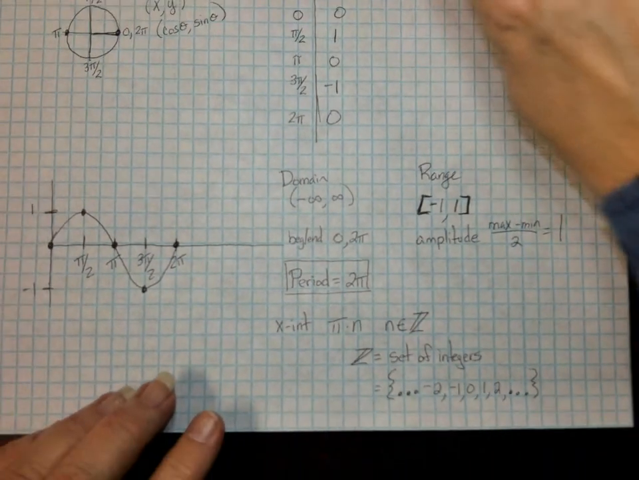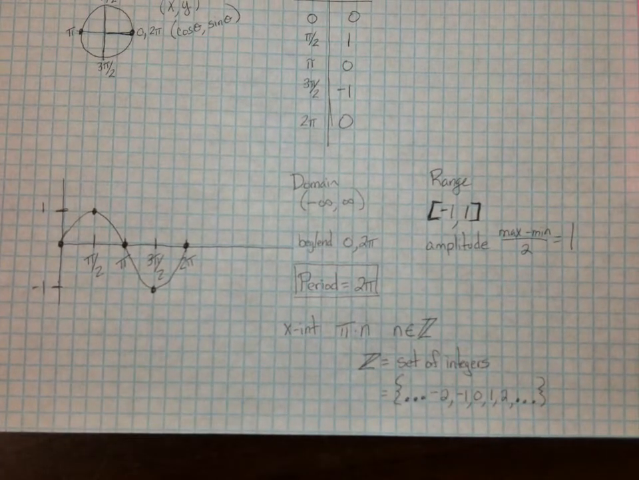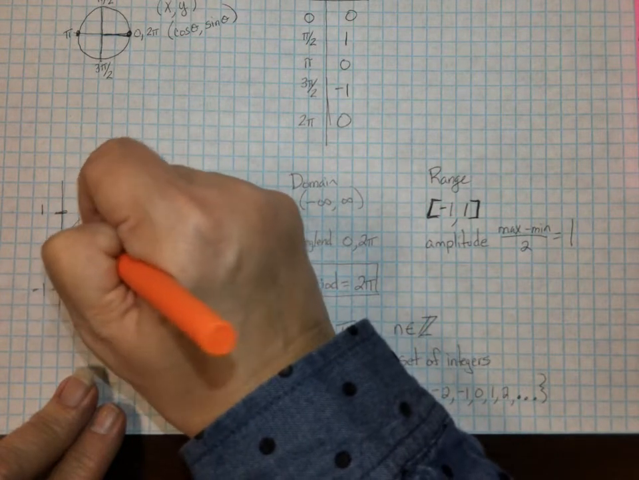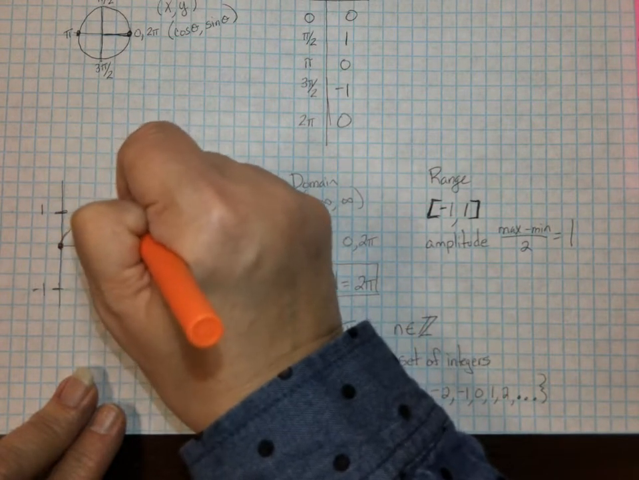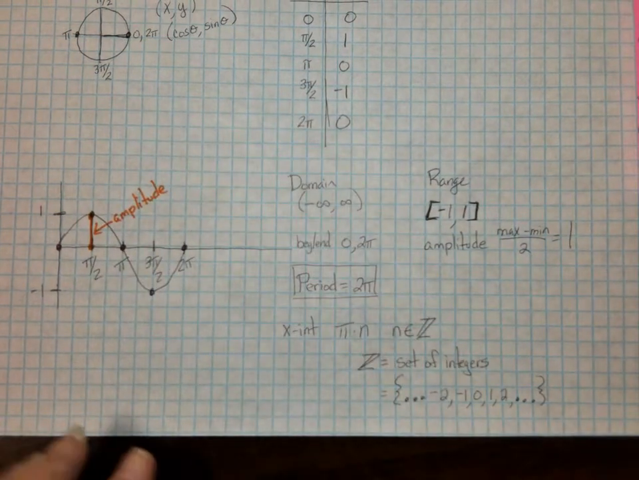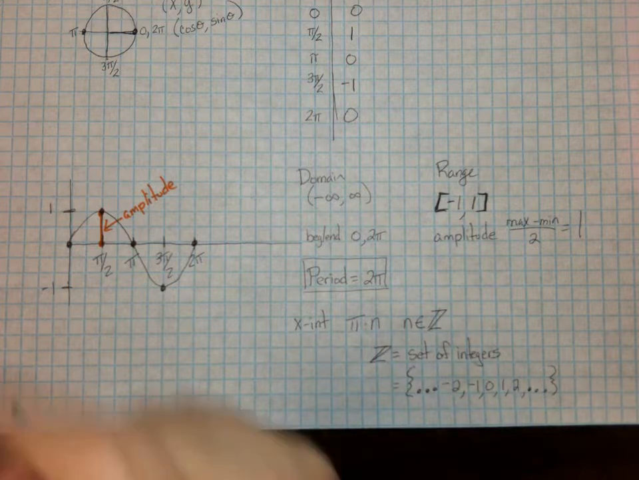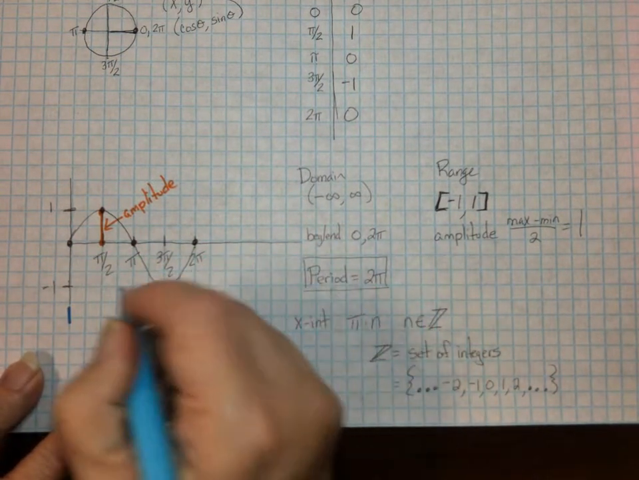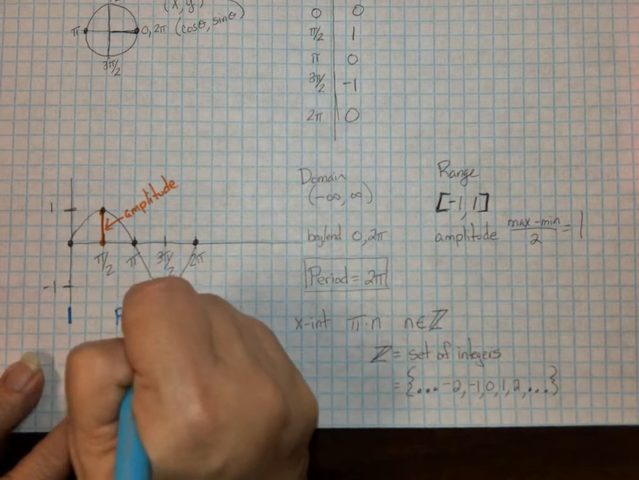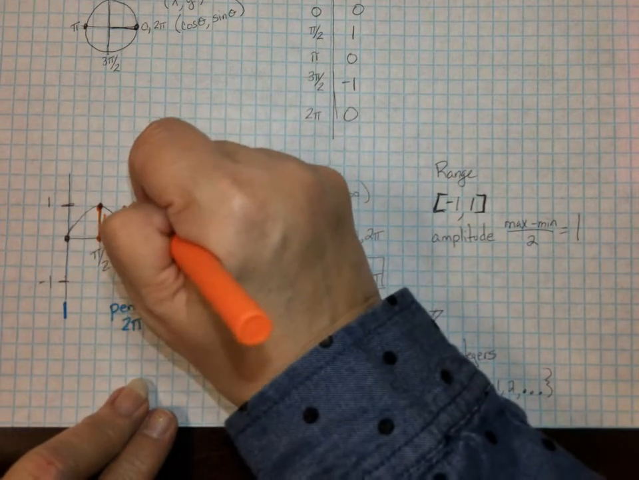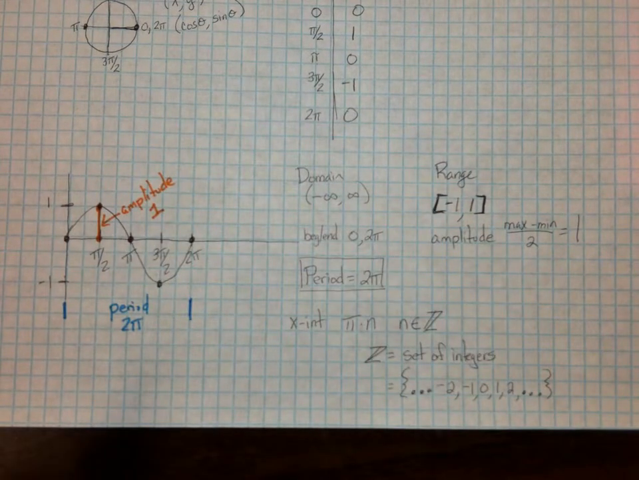Let me zoom out a bit. So the amplitude can be seen right here. Amplitude. It's a vertical measurement. My period is a horizontal measurement from here to here. This is the period, 2 pi. This is my amplitude, which is 1.